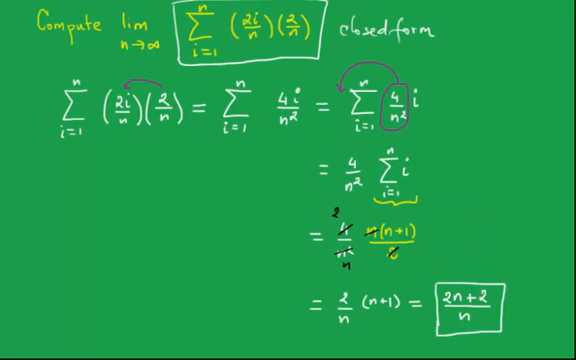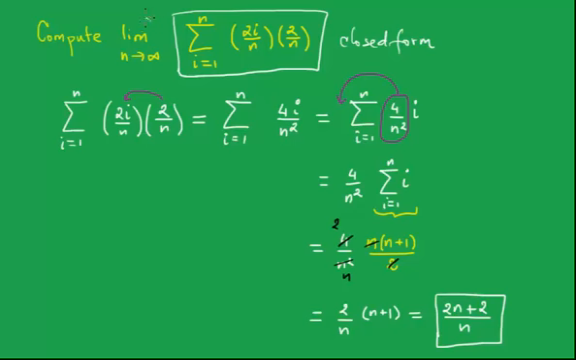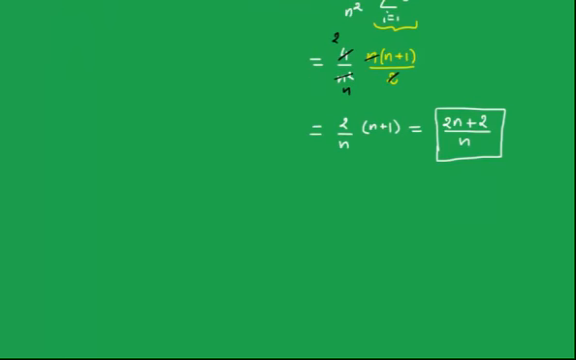But remember, the problem says compute a limit. So the next step now is to compute the limit of the closed form. Limit as n approaches infinity of 2n plus 2 over n.